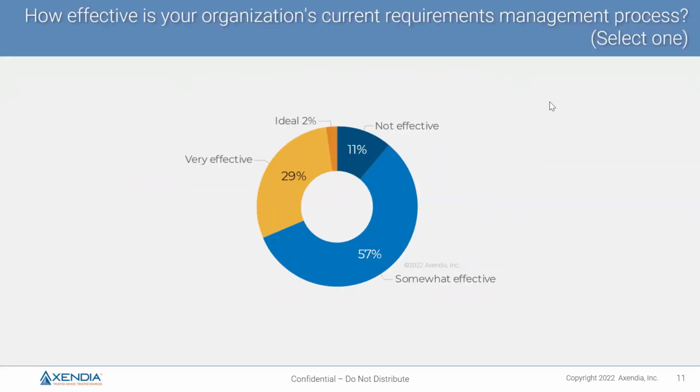All right, so this was our first question, and following the demographics, I think it's really important to point out that this was the first question when it came to requirements management processes. We wanted to understand from the market standpoint if people felt that their organization's requirements management process was not effective, somewhat effective, very effective, or ideal. We were really surprised that when you combine not effective and somewhat effective, straight out the gate, we have 68% of the market saying that there is a lot of room for improvement here.